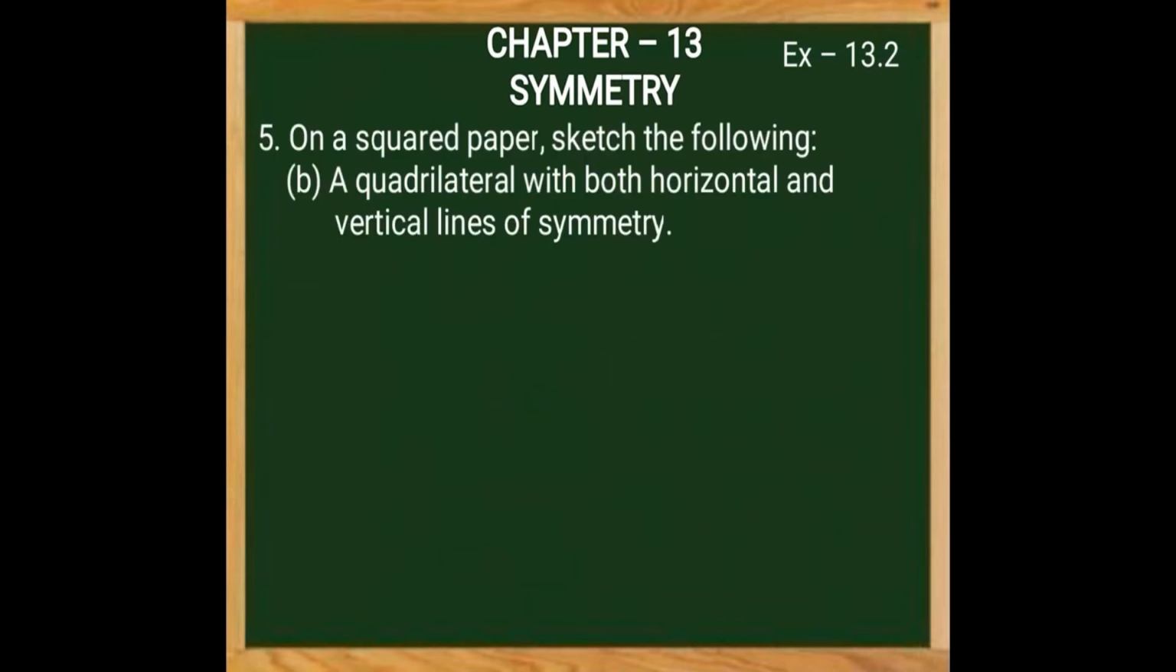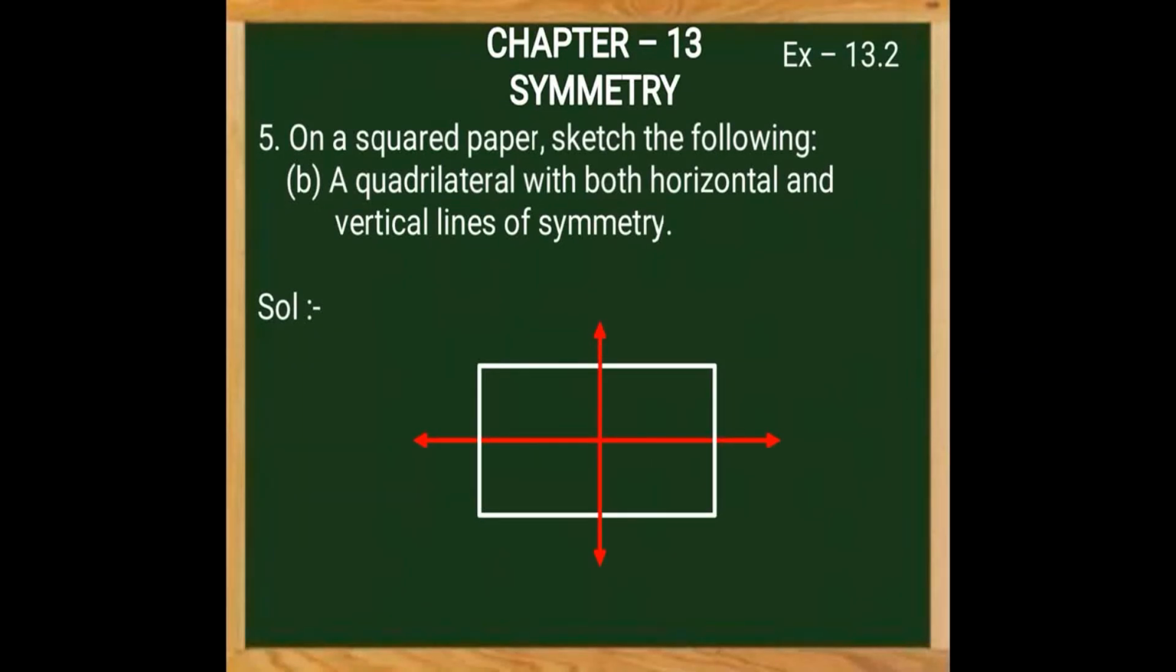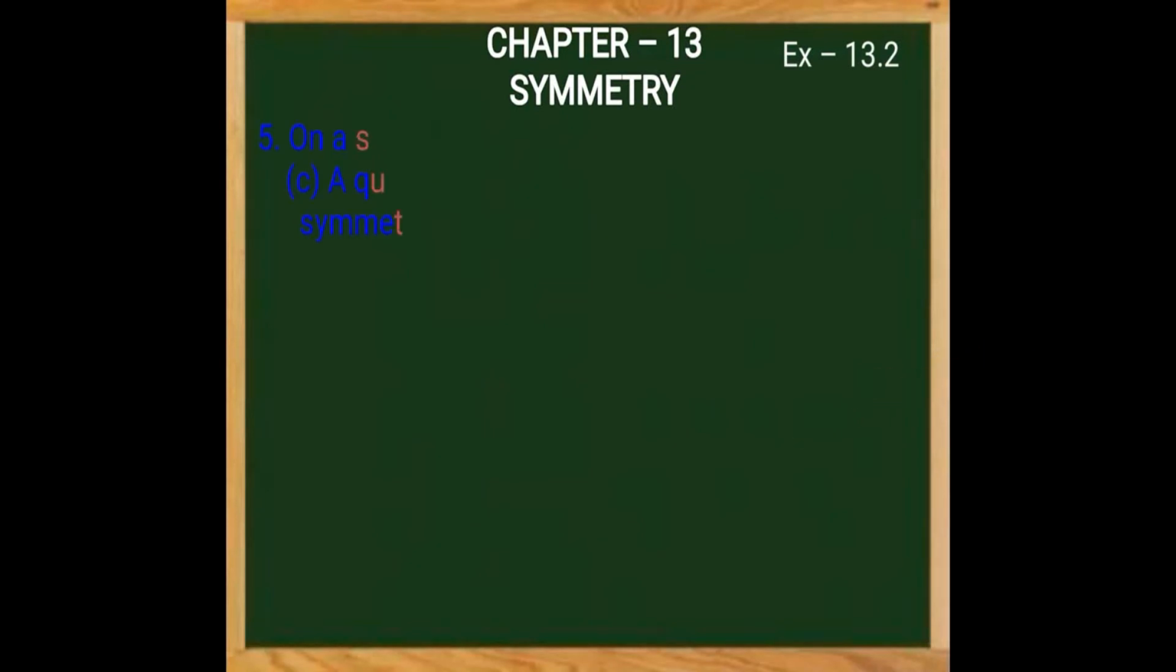All right, moving to the next, B part. B part says a quadrilateral with both horizontal as well as vertical line of symmetry. Now if you remember, we have a quadrilateral with horizontal as well as vertical line of symmetry. So for this you will be drawing a rectangle. A rectangle has vertical as well as horizontal line of symmetry. Similar could be done with a rhombus as well. Alright, moving to C part.